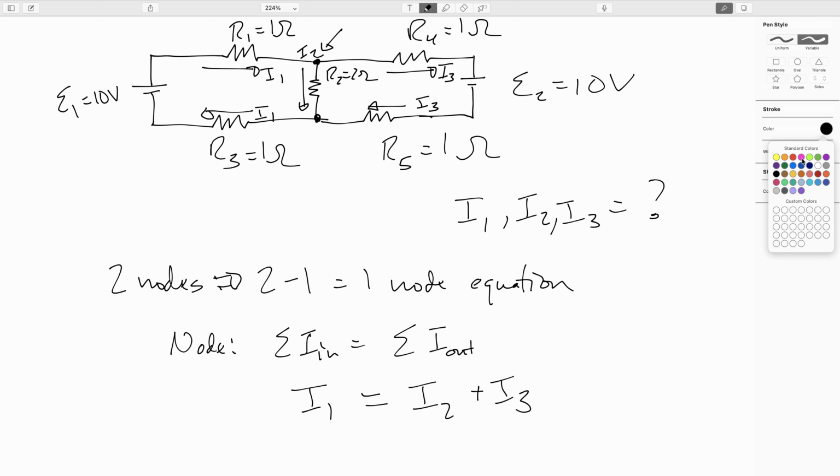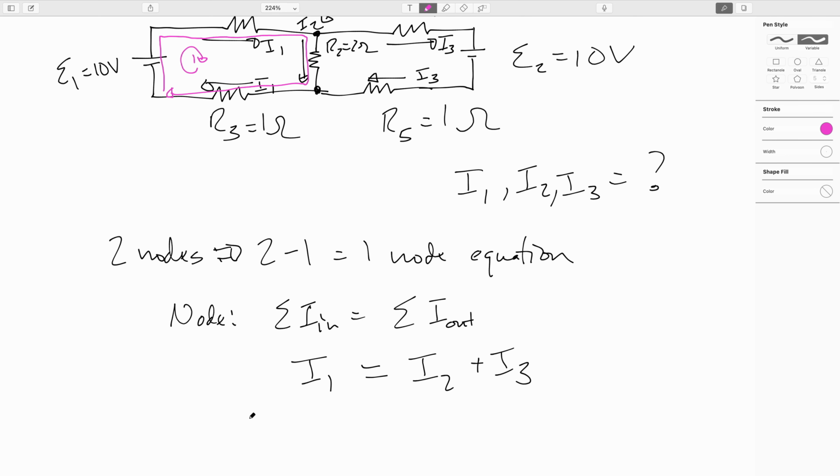So we will start by identifying our loops. I will start in the lower left-hand corner, go through the battery. This is the smallest loop I can draw. So I'm going to draw that one, and I'm going to call this loop number 1.